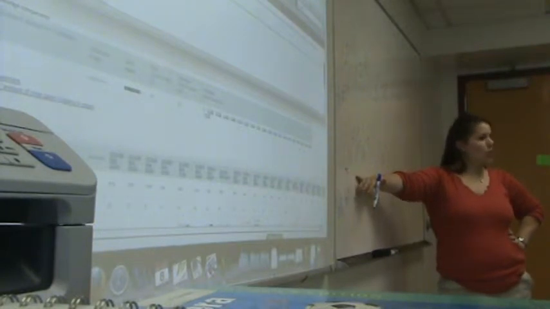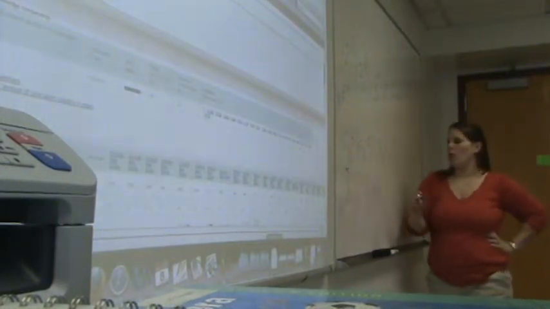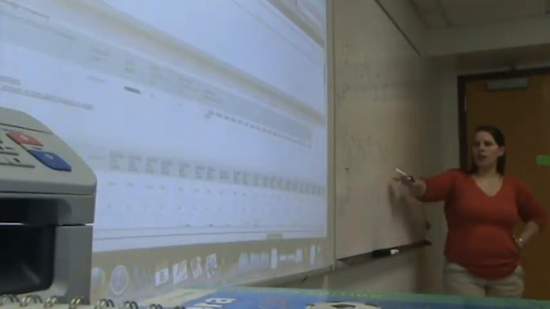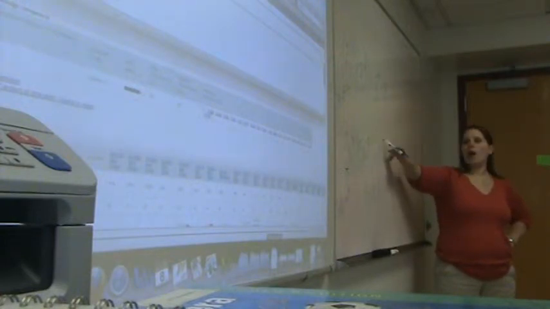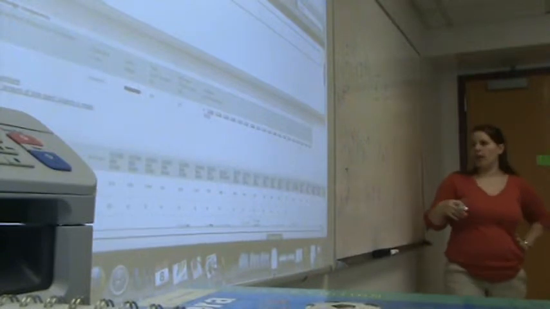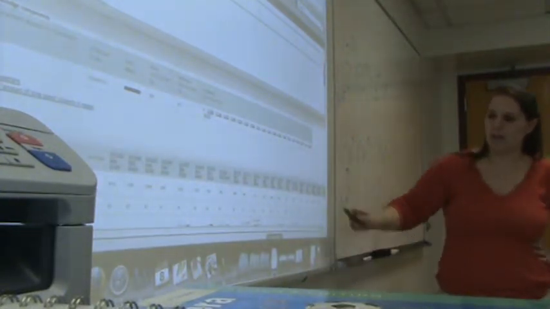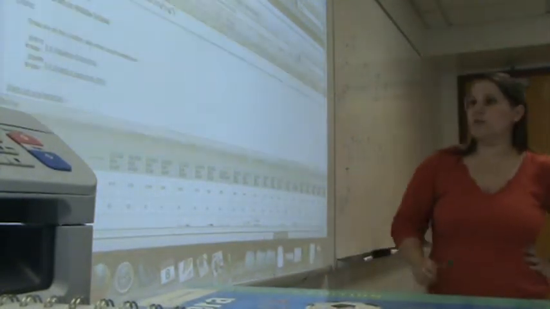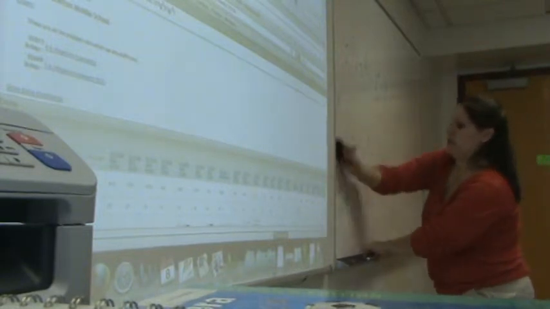So 25 has to be the whole number. What exponent is here with this 25? Positive or negative? Positive. So the 25 is in the numerator and your a squared is in the denominator. Next question.